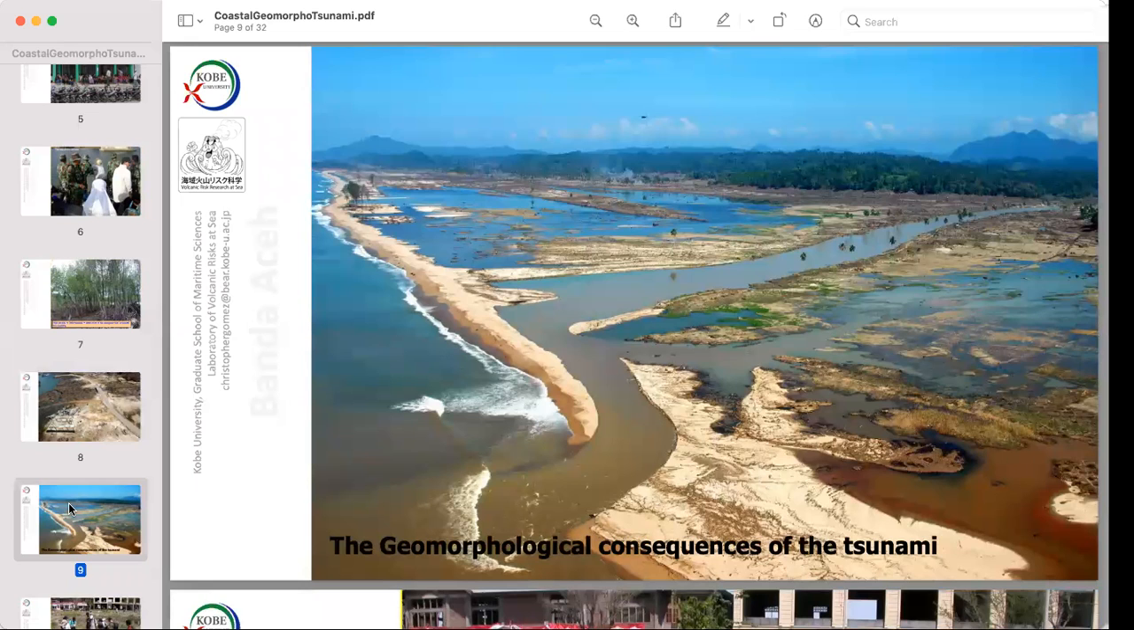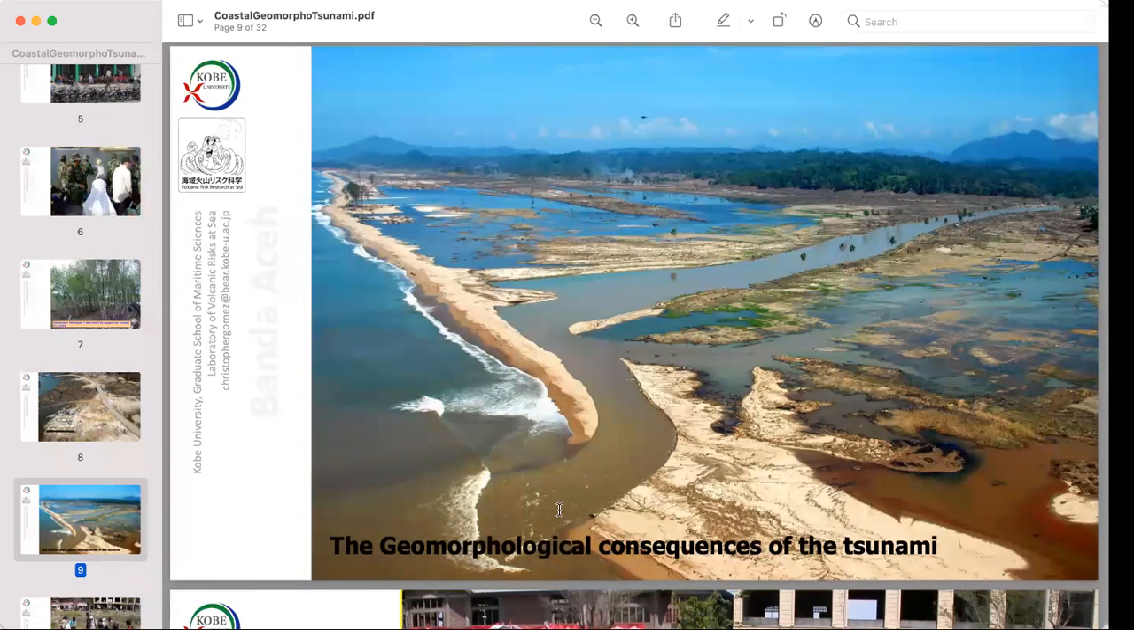I'm going to talk about the geomorphological consequences of the tsunami. If you look at this aerial photograph that was taken from the UN helicopter just in 2004 by a friend of mine, you can see the river which was going out straight. All of a sudden we have this band of sand which is right here, and then the river is forced to move around in a U.